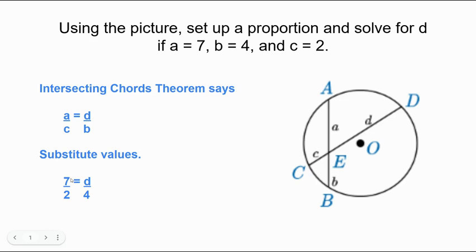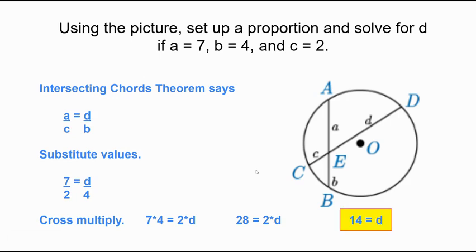So you're going to go 4 times 7 equals 2 times D. 4 times 7 equals 2 times D, and you get 28 equals 2D. Now if you want to get D by itself, you're going to divide both sides by 2, and you get that D is 14.